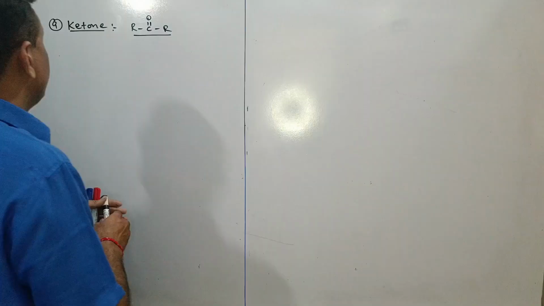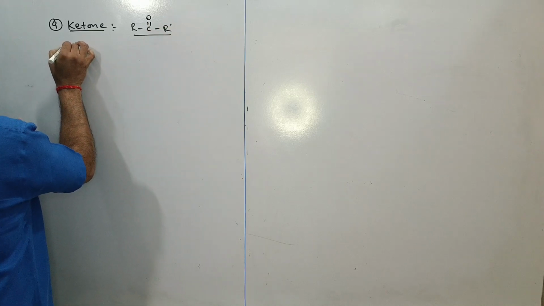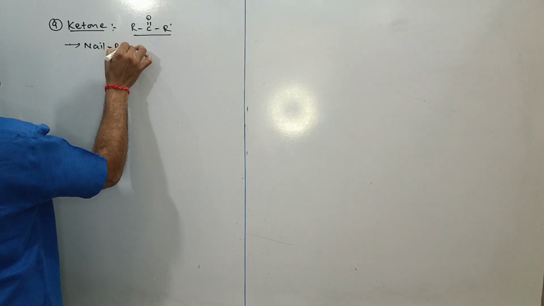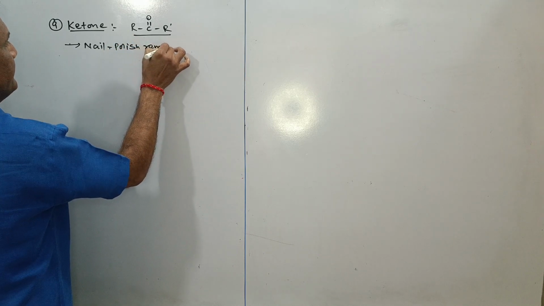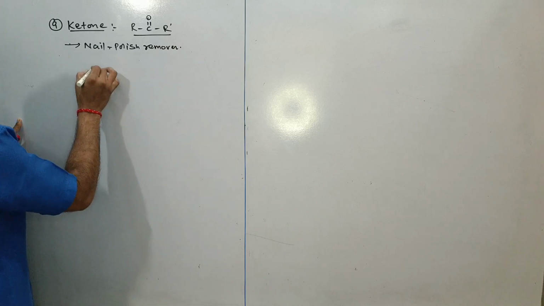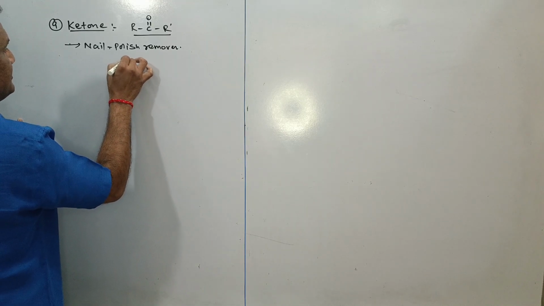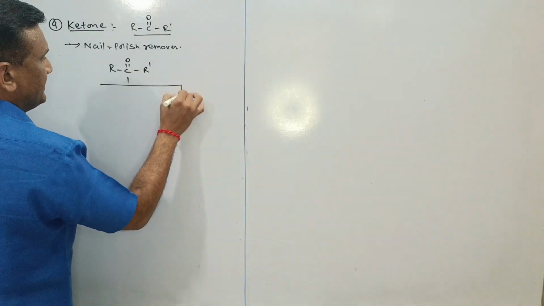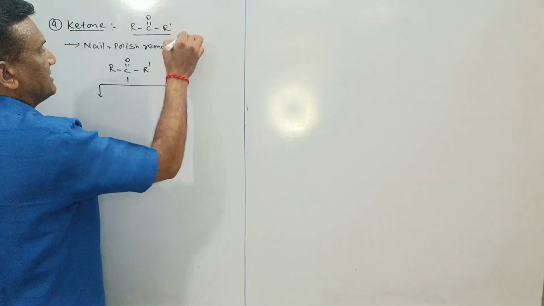So we will go with, first of all, ketone used as nail polish remover. If I go with the types of ketone, then this is the RCOR. This may be R dash also. Ketone is one of the carbonyl compounds also. So we can say it's a carbonyl compound.